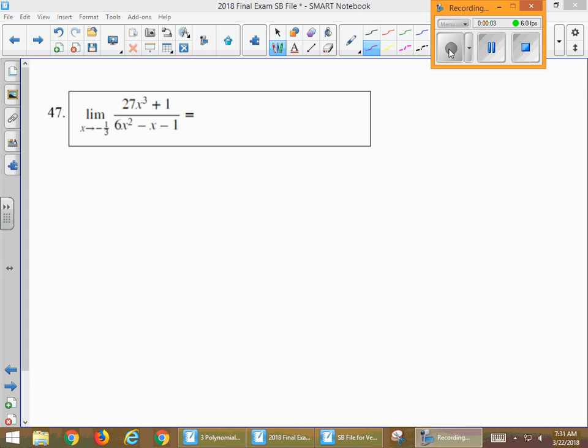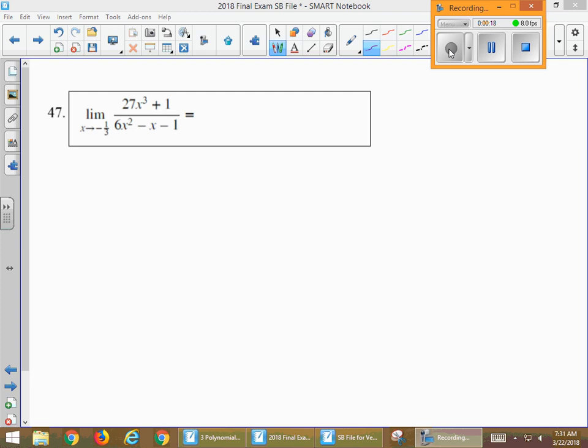All right, number 47 is another limit problem. Since I see a cube there, or a cube and a squared, I'm definitely going to go ahead and factor before I do anything else, in my numerator and in my denominator.